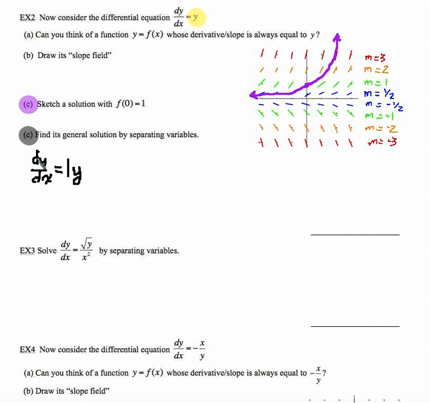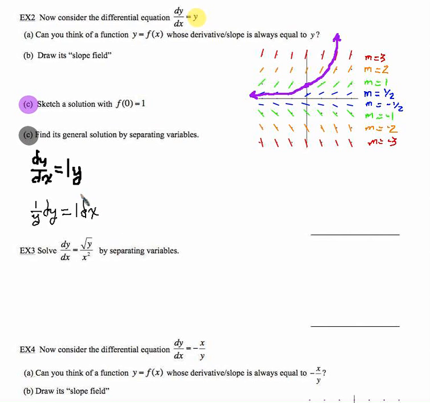What I want to do is get the dy on one side and the dx on the other side. In fact, I want to get all of the things pertaining to y on the left side, and all of the things pertaining to x on the right side. So I can rewrite this as 1 over y times dy on my left side, and then on my right side I'm going to end up with 1 times dx.